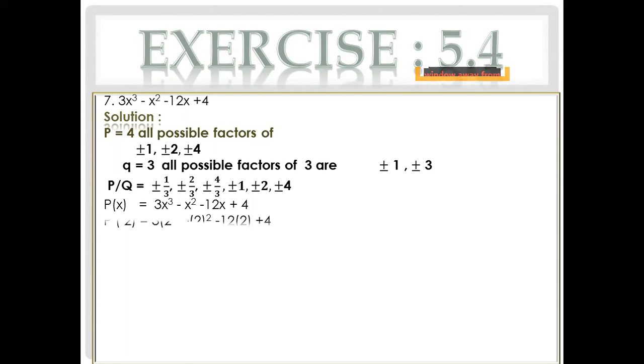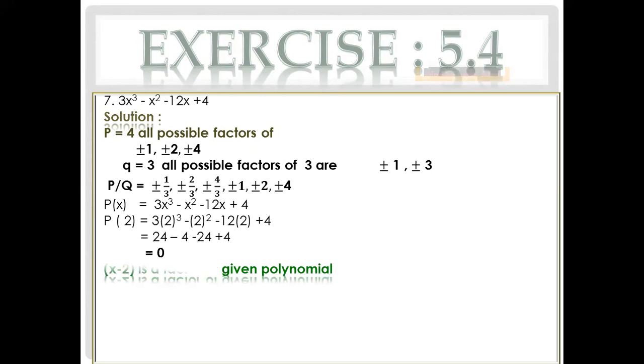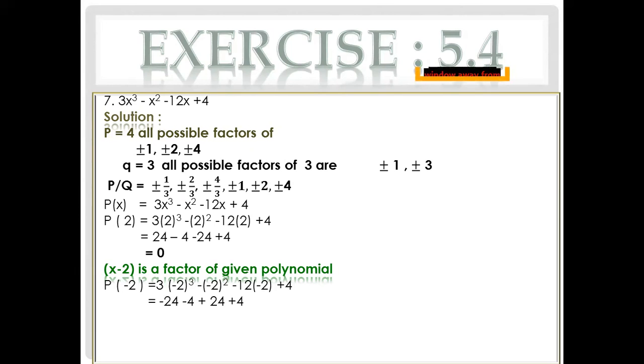3x cube minus x square minus 12x plus 4. Again we start from 2. When we put 2 into the polynomial, we see that it gives 0, so x minus 2 is a factor of the given polynomial. Next we check with minus 2 to see whether minus 2 satisfies the equation or not, and again we have the other factor. In two steps we got two factors, x minus 2 and x plus 2. They both are factors of the given polynomial.